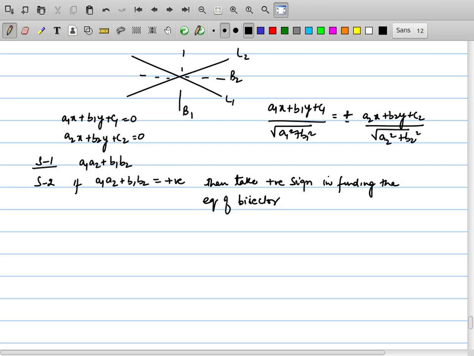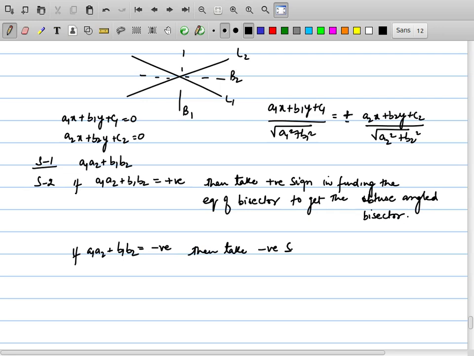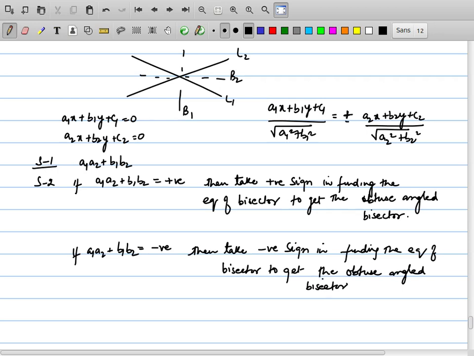and solve the equations to get the obtuse angled bisector. Obviously the other one would be the acute angled bisector. Now if A1 A2 plus B1 B2 is negative, then take the negative sign in finding the equation of the bisector to get the obtuse angled bisector. Whatever be the sign of A1 A2 plus B1 B2, take that sign while finding the equation of the bisector. You will get the obtuse angled bisector. Obviously the other sign will give you the acute angled bisector.